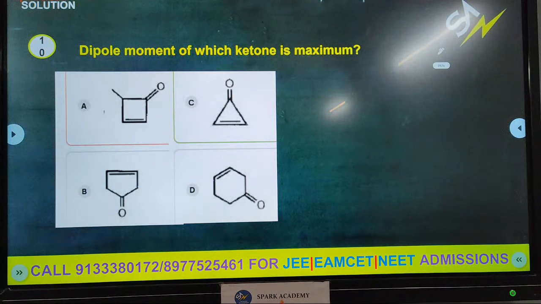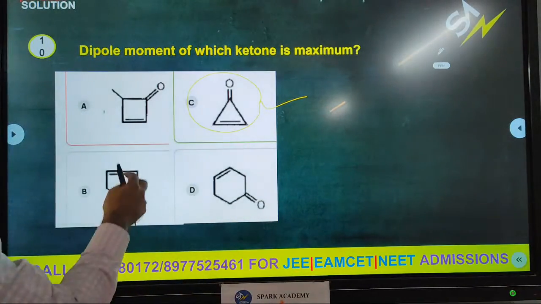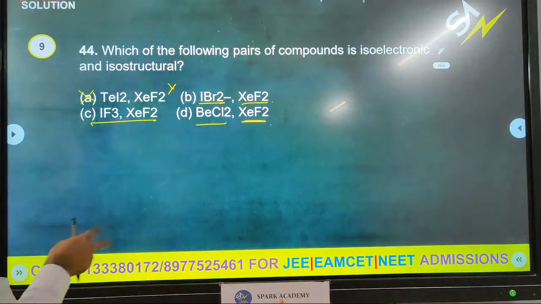Next, the dipole moment of which ketone is maximum? So which ketone has the maximum dipole moment here? The answer is C, because here the dipole moment is maximum. So the answer is C.